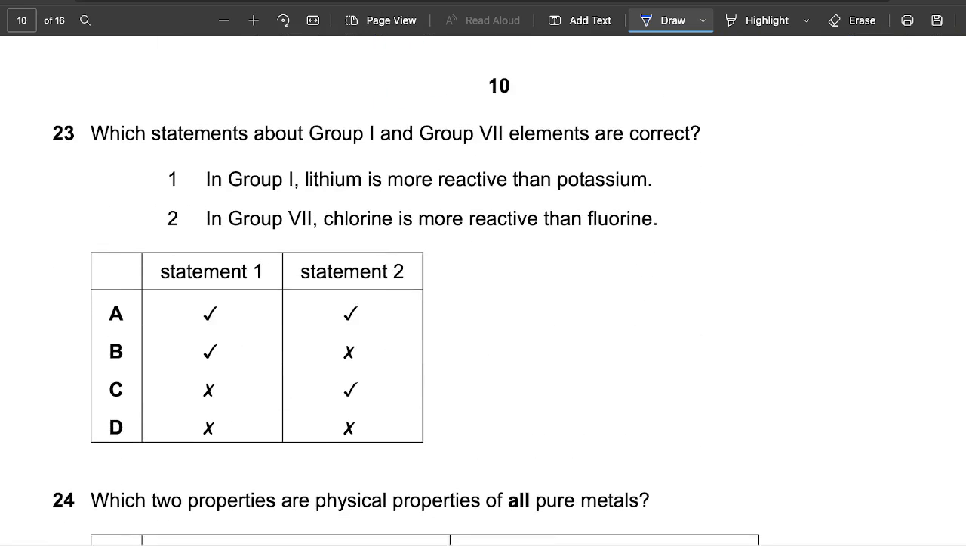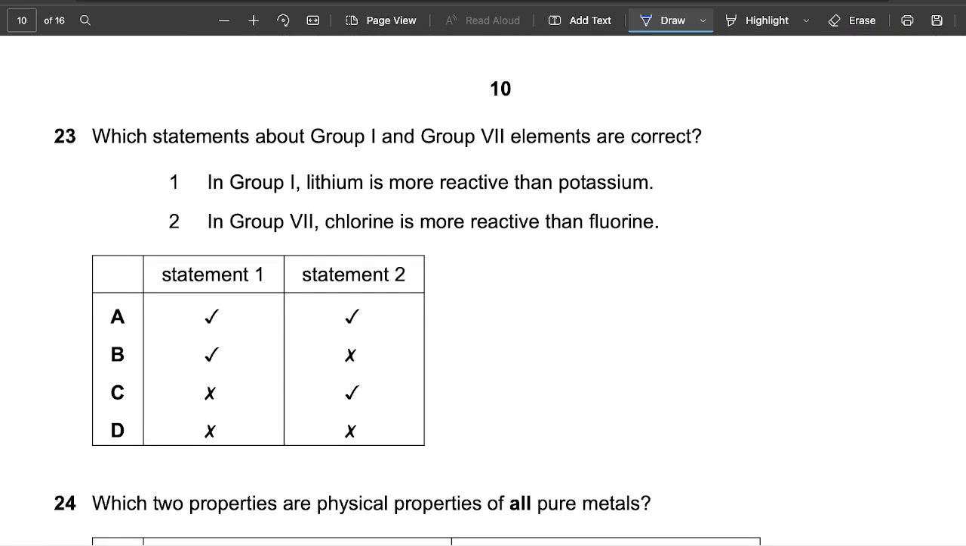Move on to the next question. It says, which statements about group 1 and group 7 elements are correct? They usually like testing on halogens and group 1 elements, sometimes even noble gases or transition metals. You need to know the difference between transition metals and group 1. In group 1, lithium is more reactive than potassium. That's wrong. Potassium is more reactive than lithium. As you go down the group, the reactivity increases. In group 7, chlorine is more reactive than fluorine. Again, that is wrong. Fluorine is more reactive than chlorine. So both statements are wrong.